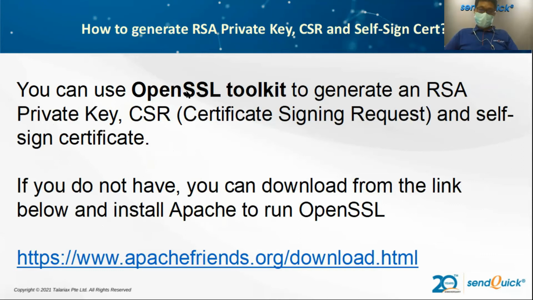Okay, hello everybody. Today I will share how to generate the SSL private key, CSR, and signed certificate. You can use the OpenSSL toolkit to generate the RSA private key, then the CSR certificate sign request, and signed certificates. If you do not have OpenSSL, you can download from the links below and install Apache to run OpenSSL.